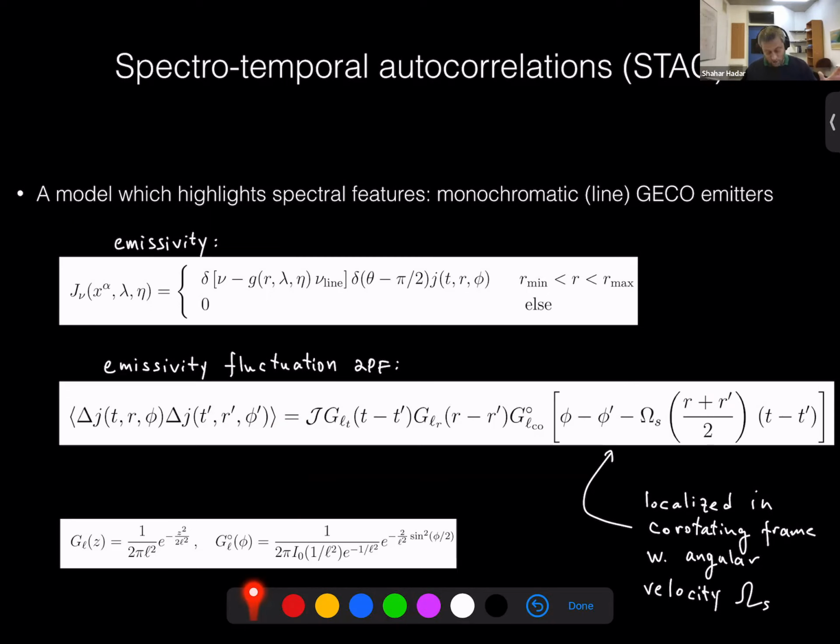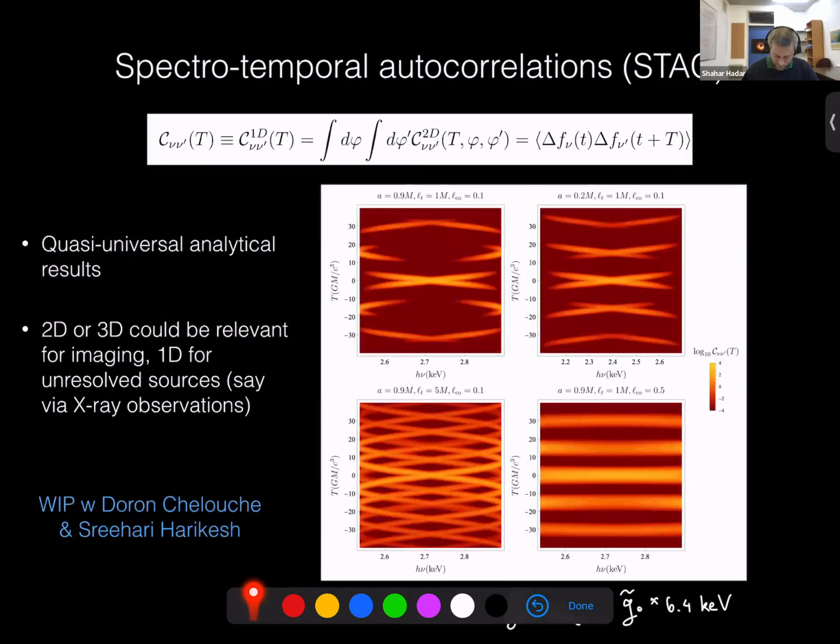Okay, so we have an analytical model similar to the one I showed you earlier, but now it is monochromatic in the rest frame. That's the main point. And different points are redshifted and blueshifted depending on the lambda and eta of each photon. Okay, and this work is in collaboration with Doron Shlush and Trihari Harikesh, who is on the call, and they're my colleagues from the University of Haifa.